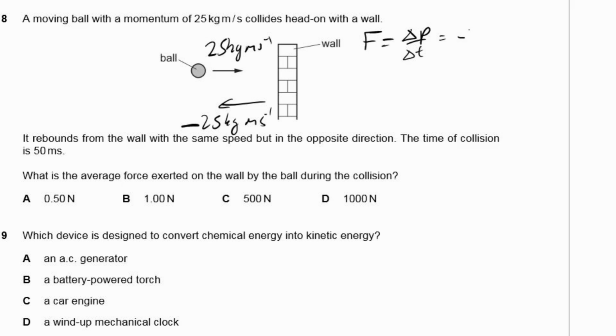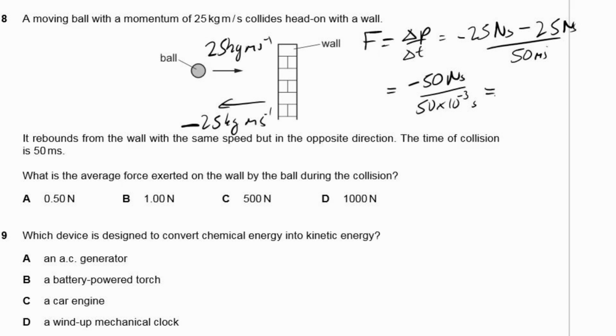Now we start with our final momentum, negative 25. I'll just put Newton seconds, it takes up less space, minus our initial momentum, which is 25 Newton seconds, divided by the change in time, which is 50 milliseconds. There we go. And let's rewrite that. That then becomes negative 50 Newton seconds over 50 times 10 to the negative 3 seconds. And that will give us a value of negative 1,000 newtons.